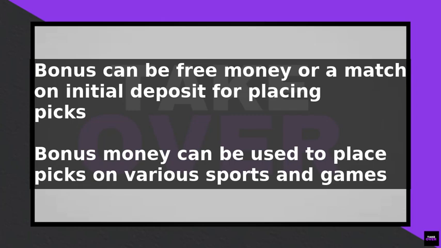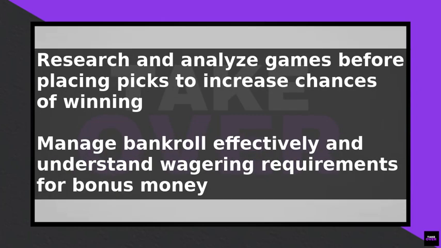Best practices for using a Prizepicks code include reading the terms and conditions associated with the code, understanding the wagering requirements, and managing your bankroll effectively. It is also essential to research and analyze the games and sports before placing picks to increase your chances of winning.